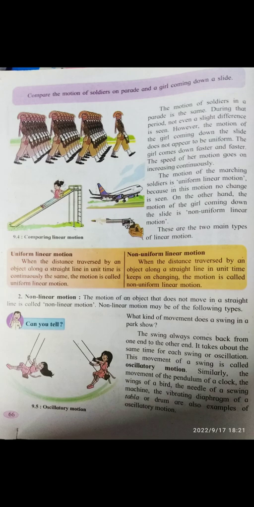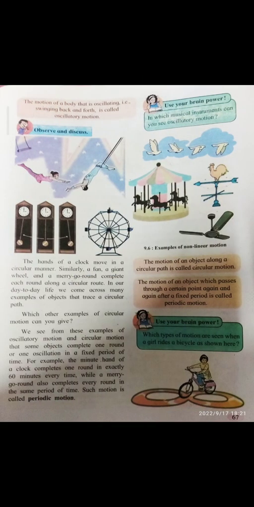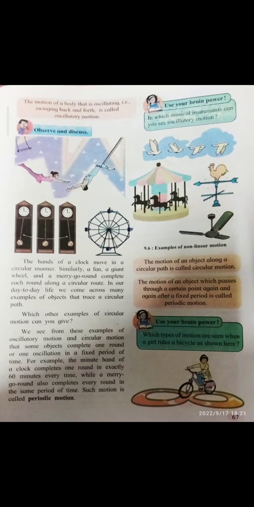The hand of a clock moves in a circular manner. Similarly, a fan, a giant wheel and a merry-go-round complete each round along a circular route. In our day-to-day life, we come across many examples of objects that trace a circular path. When we see many such examples of oscillatory motion and circular motion, we notice that some objects complete one round or one oscillation in a fixed period of time.